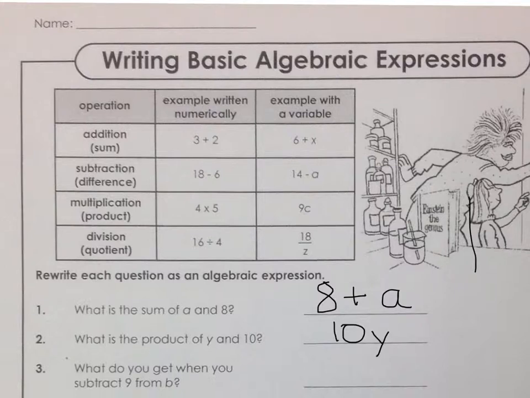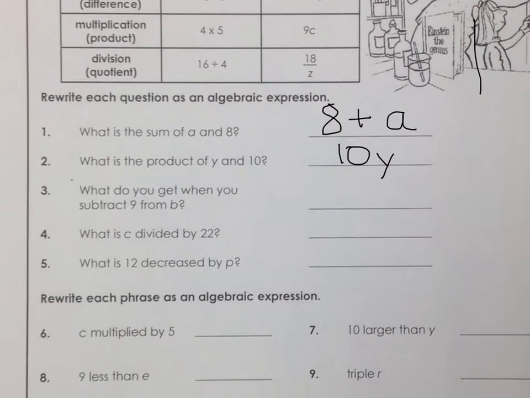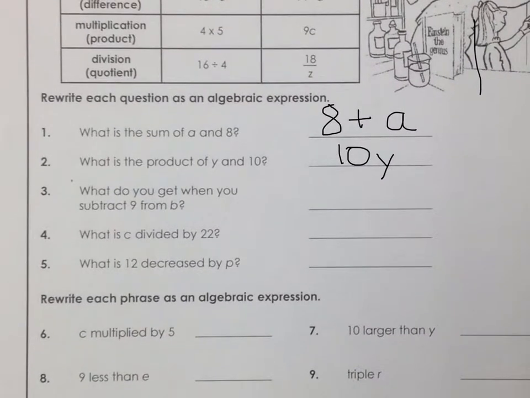Okay, let's do number 3. What do you get when you subtract 9 from b? And so subtract, we're going to do 9, and we're going to subtract b, 9 minus b, b being my variable.